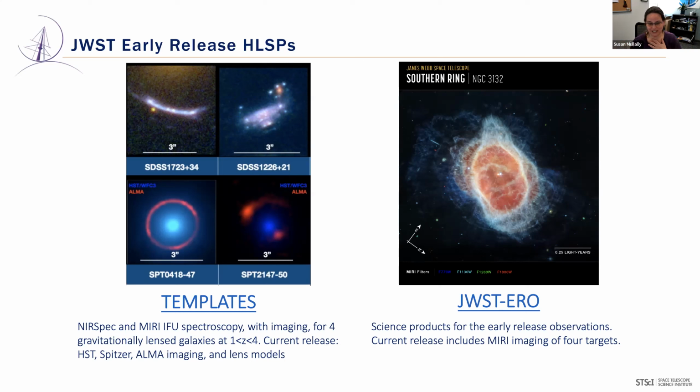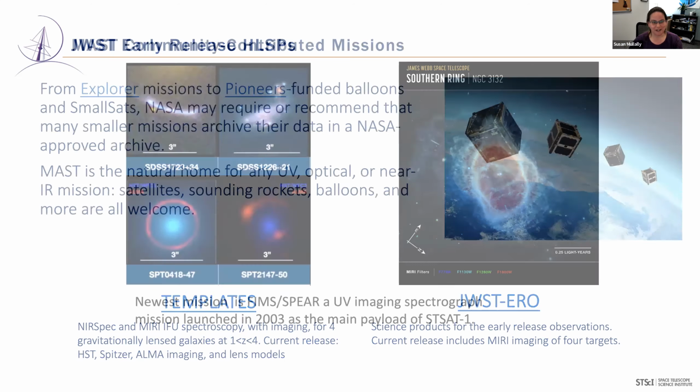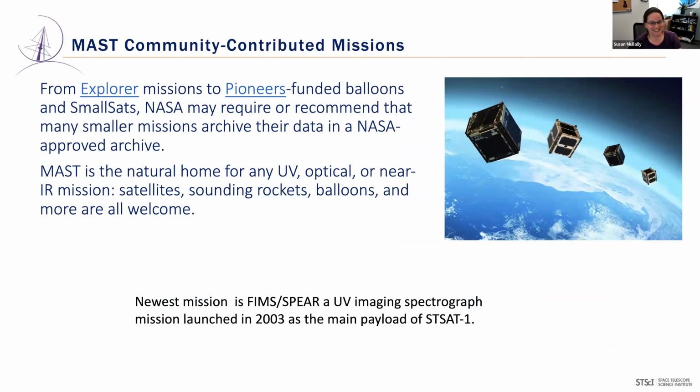So there's the JWST ERO, but then we also have things like here's a NIRSpec and MIRI IFU spectroscopy collection called TEMPLATES, for instance. This frequently involves combining data from other missions as well, like HST and Spitzer and ALMA and JWST all working together in one product. I will get back to HLSPs when it comes to TESS in a second as well.